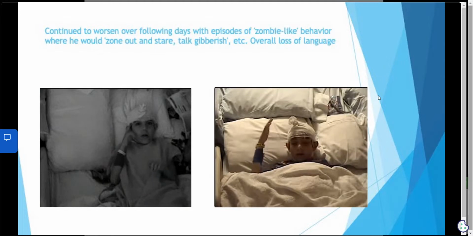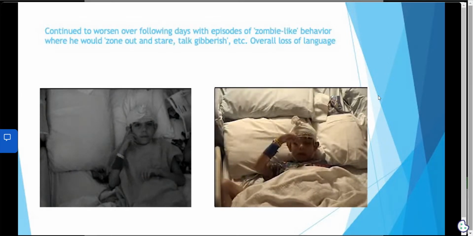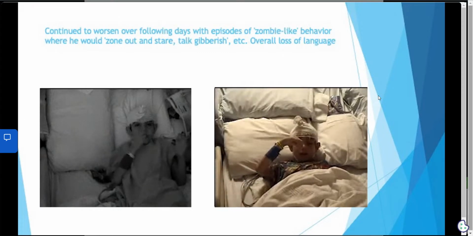In the second video, you'll notice that he starts posturing with his arm elevated and raised up. He could stay in that position for quite long periods of time. This is a manifestation of catatonia, and this is a really classic feature of NMDA receptor encephalitis.